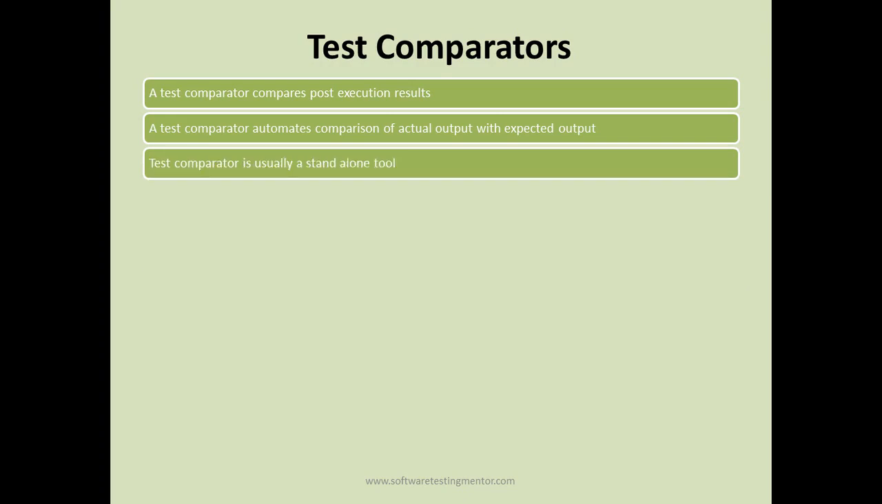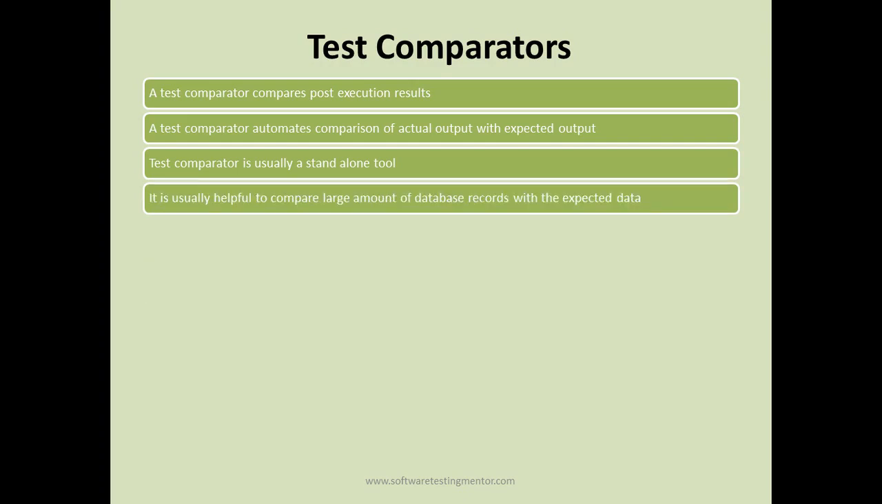Test comparators are usually standalone tools. This feature is built into most tools, but they are also standalone tools, wherein you need to compare a lot of test data or test outcome with the expected outcome. It is usually helpful to compare a large amount of database records with the expected data. Test comparators are very useful when you're doing database testing and want to compare a large amount of database data, the actual test environment data, with the expected data. They are very useful in that kind of situation.